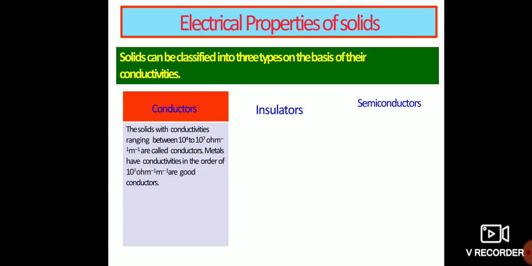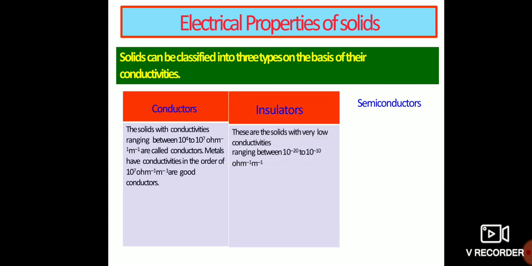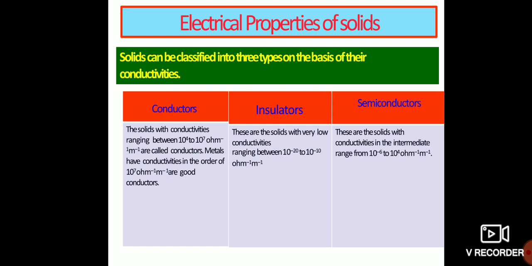Starting from conductors, a 27-point scale varying from 10 raised to power minus 20 to 10 raised to power 7 ohm inverse meter inverse is used to measure the electrical conductivity of the solids. The conductors fall in the region between 10 raised to power 4 to 10 raised to power 7 ohm inverse meter inverse, insulators fall in the region between 10 raised to power minus 20 to 10 raised to power minus 10 ohm inverse meter inverse, and semiconductors fall in the region between 10 raised to power minus 6 to 10 raised to power 4 ohm inverse meter inverse.